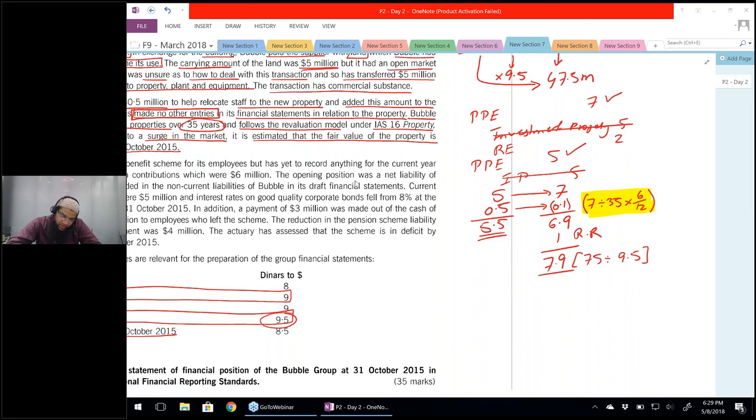Tondirai is saying that the relocation costs have been deducted from PPE. Why are we still charging depreciation at 6.9? Actually, Tondirai, it was being capitalized by the question. The question had recorded initially the asset at 5 and then added 0.5. But we have reversed 0.5 and we have remeasured the asset to 7. So that is why we are charging depreciation on 7.